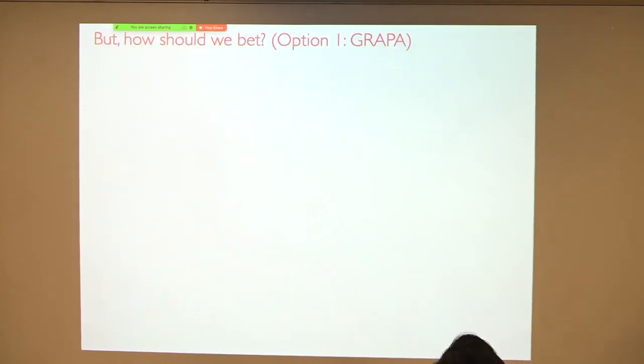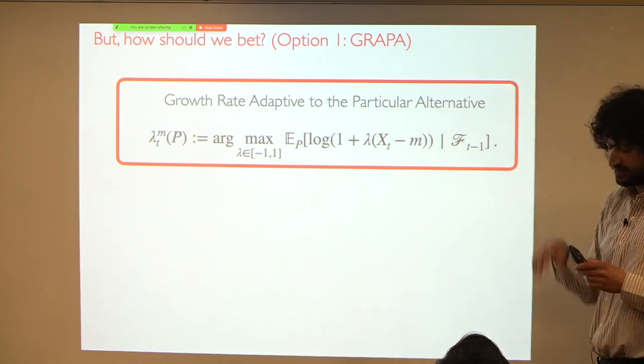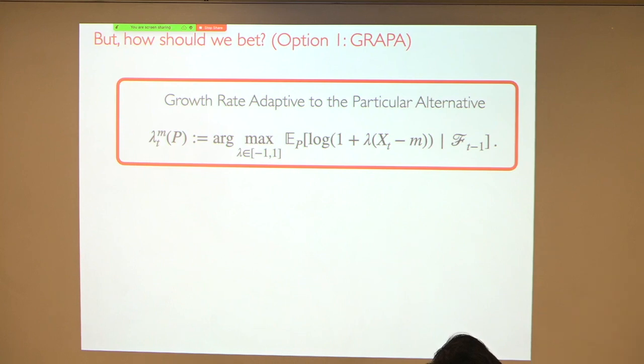So then the next question I have to answer is, how should I bet so that it's actually tight? It's valid, but how should I bet so it's tight? We have many betting strategies in the paper. There are only two that I think are worth presenting to an audience in terms of simplicity to describe. They're all simple, but this is easy to describe. I call this one GRAPPA, which stands for growth rate adaptive to the particular alternative. You can forget about the full form, but essentially this is what an oracle would do.